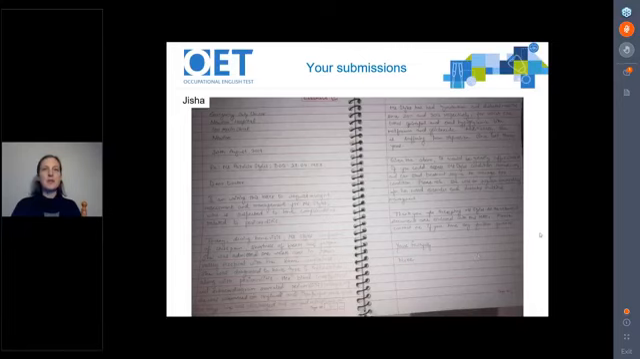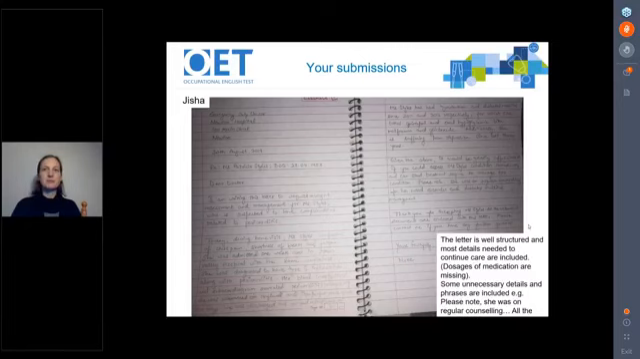This letter was provided by Jisha. This is another example of a well-structured letter, and most details that are needed to continue care are included, apart from the dosages of medication which are missing. There are some unnecessary details and phrases. So for example, please note, and she was on regular counselling, all the relevant documents have been included, etc.